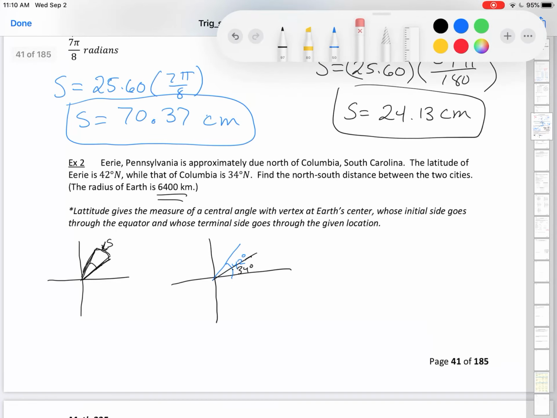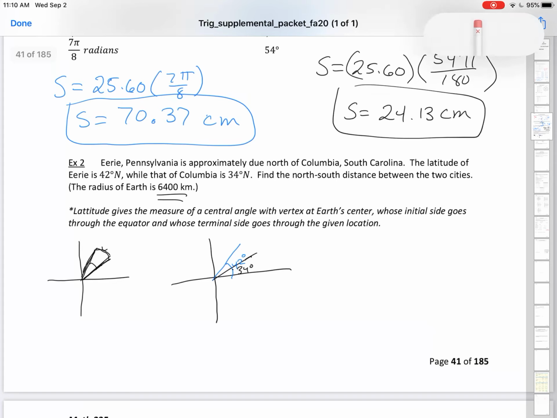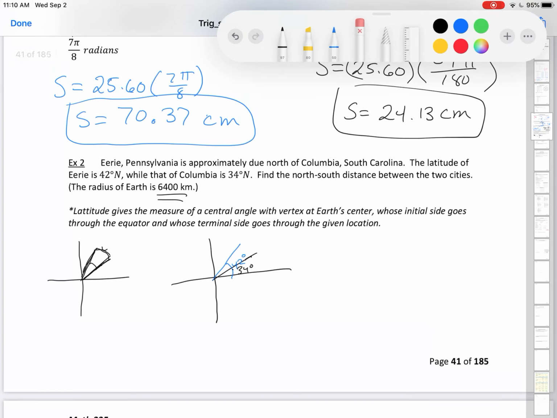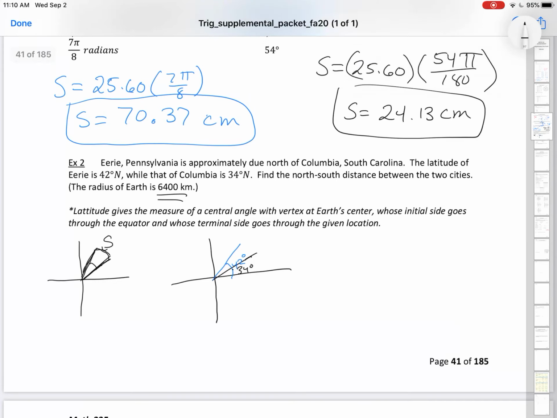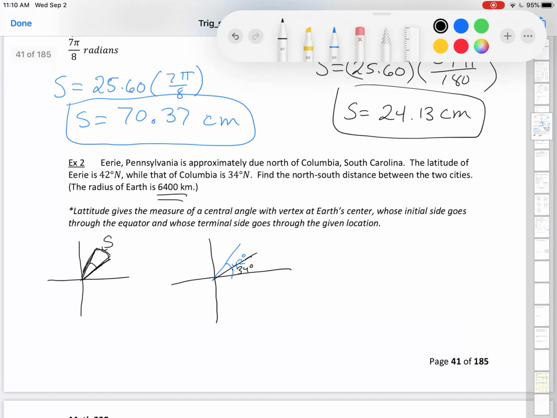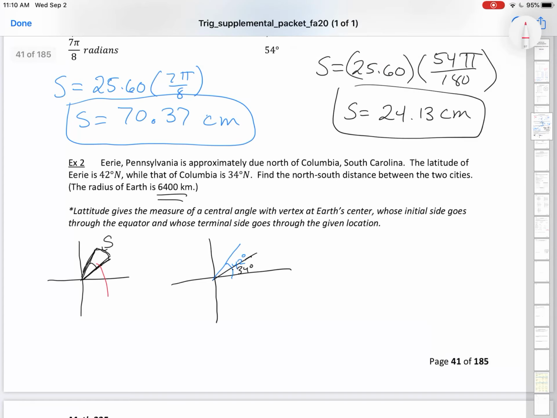So let me write these letters a little bit more clearly. This is what we're after, S right here. That degree sweep right there, I'll put in red. That's the one that we want. Well, it would be the 42 degrees minus the 34 degrees for an 8 degree sweep. We want to know what's swept out with 8 degrees because that will give us that arc length, which will be the north-south distance between those two cities since they're due north of one another.